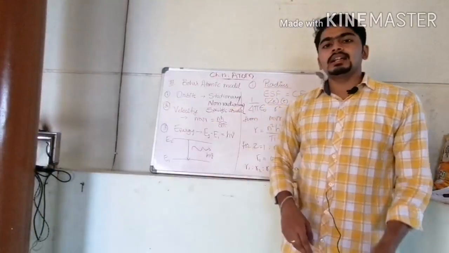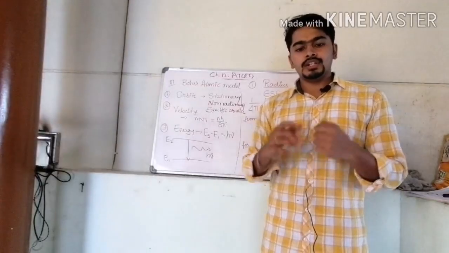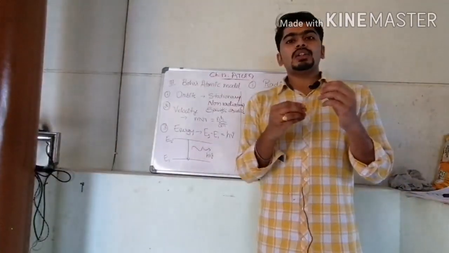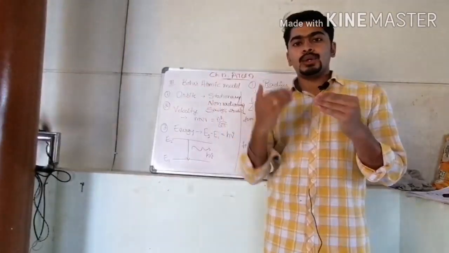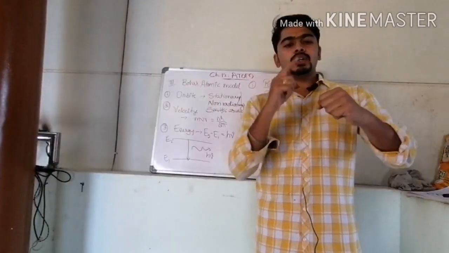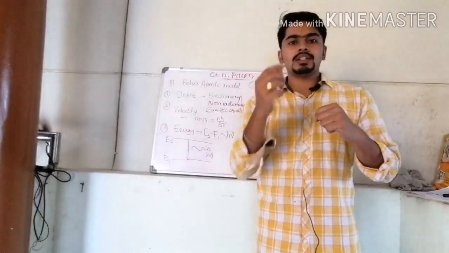And similarly, the third postulate explains the energy of an electron in those orbits, according to which an electron jumps from higher energy to lower energy. Why does it jump? Because if I consider an electron in the first orbit, it is the home orbit of the electron.